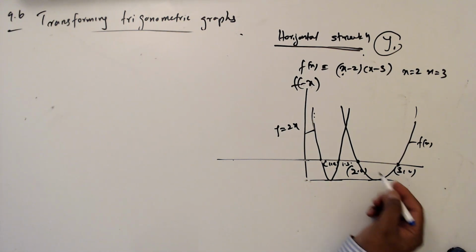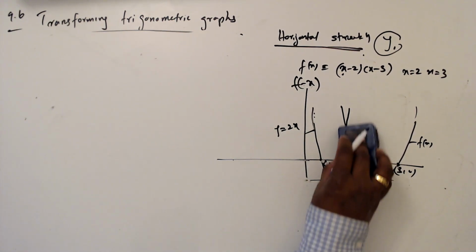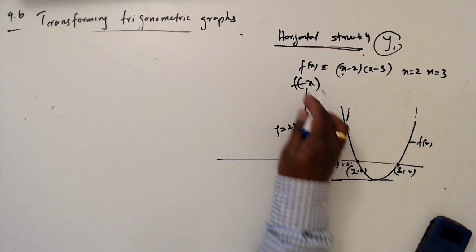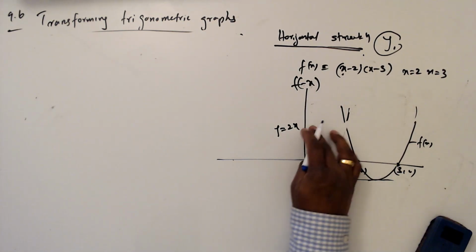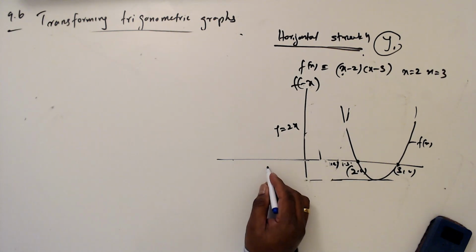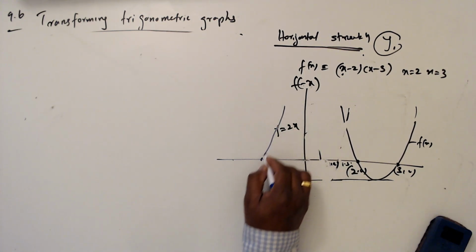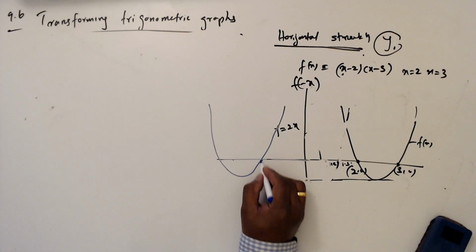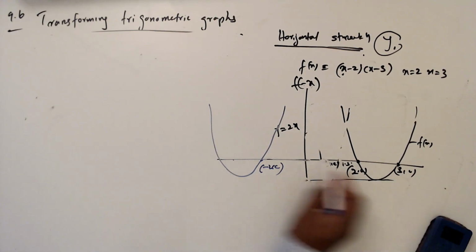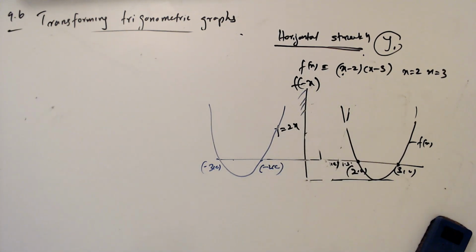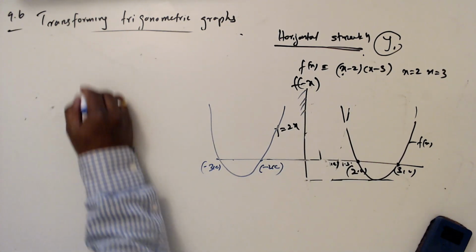It means you will get a reflection in the y-axis. If this is f of x, what is f of minus x? f of minus x is going to be, this is going to be 2, something like this. So this is going to be minus 2, 0. This is going to be minus 3, 0. It is a reflection in the y-axis.